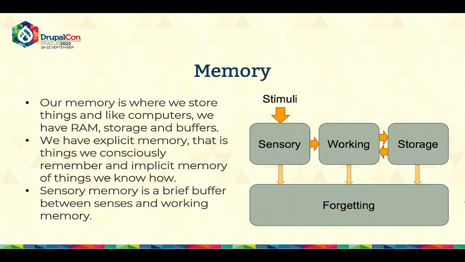In our memory, we have different parts. We have sensory memory, working memory, and storage memory. It's kind of like we have RAM, storage, and a buffer. We have explicit memory, which is things that we consciously remember, and we have implicit memory of things we know how to do. This implicit memory also guides us when we use websites that we are very familiar with. So in the Drupal admin UI, just go there, click, it's there, here, click this. It doesn't go through all the processing because we know where to move our hands. And then we have sensory memory, a brief buffer between working memory and our senses.